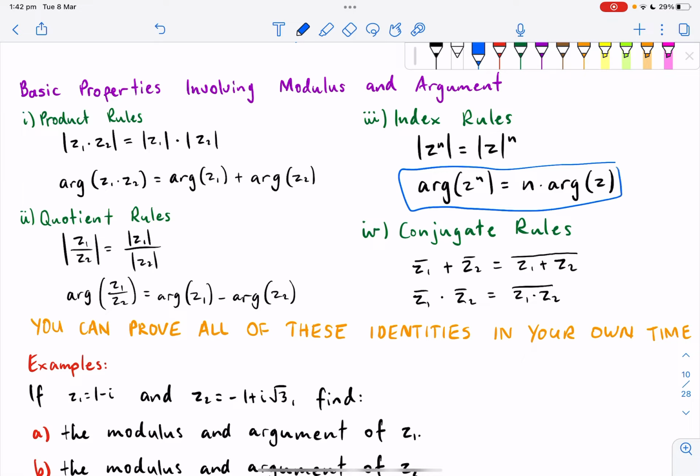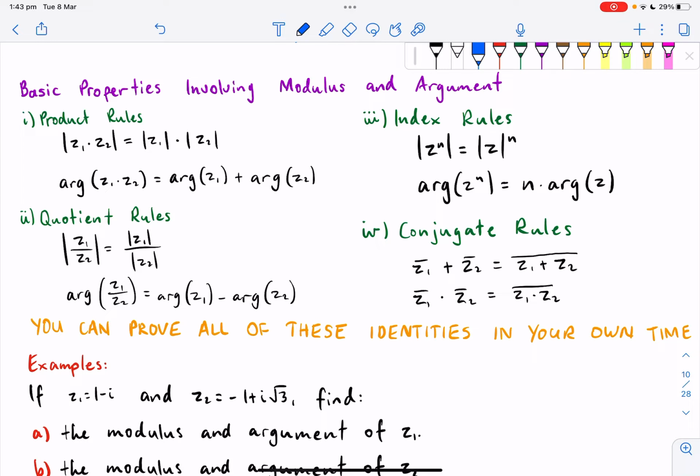And now the argument, once again, behaves just like the logarithmic results when you have an index inside of the logarithm. You can pop it out to the front just like that. But basically that means if a complex number is powered by n, then it's the same as taking the argument of that complex number and just multiplying it by n. So basically, the angle of z to the power of n is the same as multiplying that angle by n. You'll get the same angle.